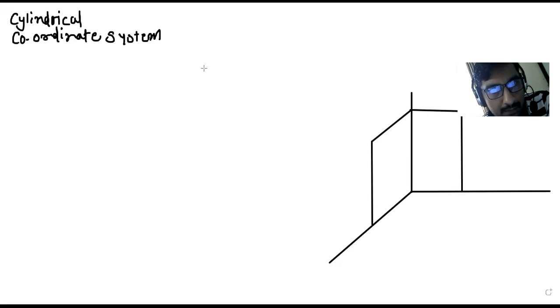Can I draw a semi-sphere? No. Okay, fine. I'll try to draw. See, so this is the cylinder. Just a minute.